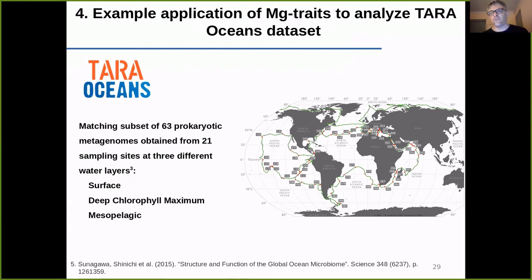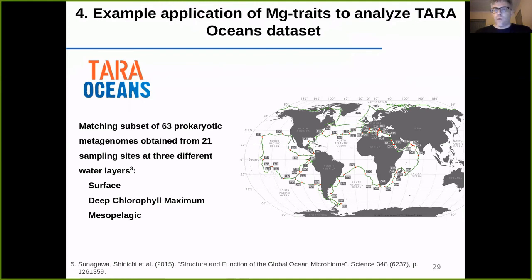We have only 21 sampled sites, and for each one of these sampled sites, we have 3 metagenomes. One from the surface, one from the deep chlorophyll maximum, and one from the mesopelagic water layer. So that's how we have 63 metagenomic samples. And these are just different water layers along the water column.